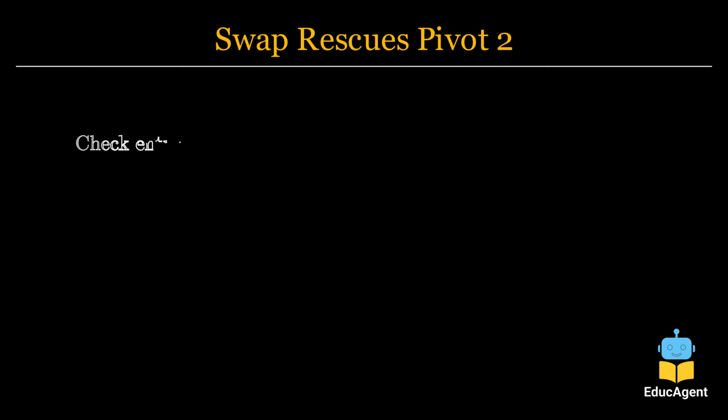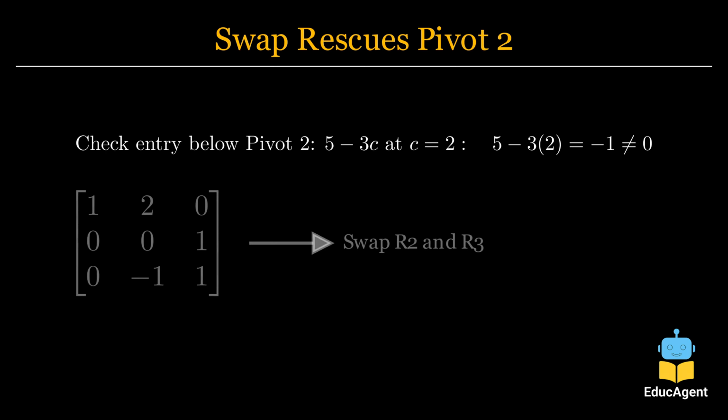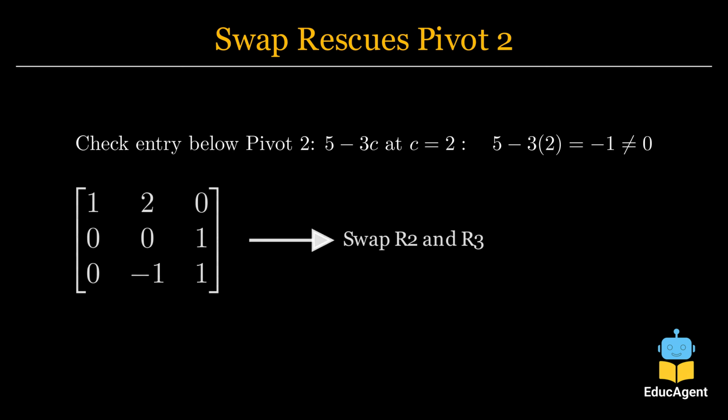But we can check whether the entry underneath is non-zero. If it is, swapping rows can rescue the step. Since -1 is not 0, a swap puts a non-zero entry into the pivot spot, so elimination can continue, but only with pivoting. That completes the first target. C equals 2 makes the second pivot 0.